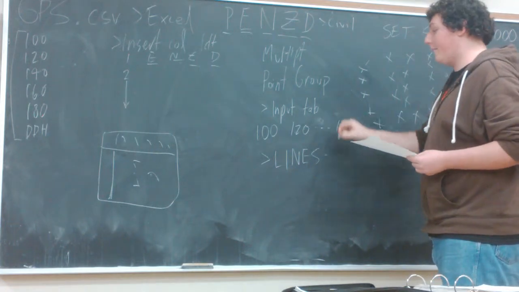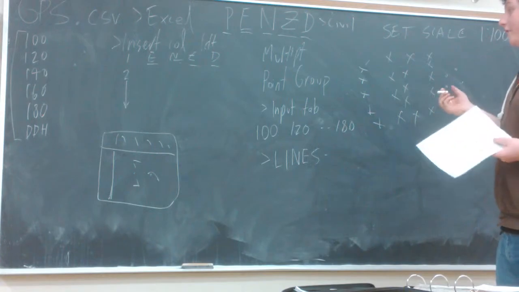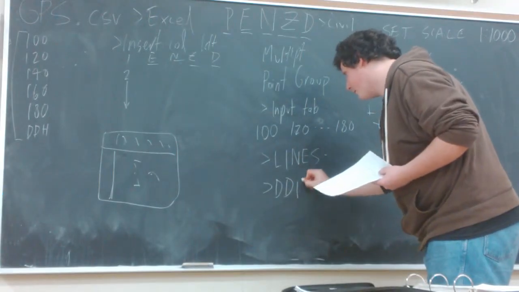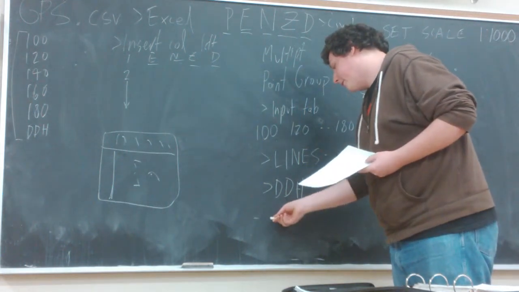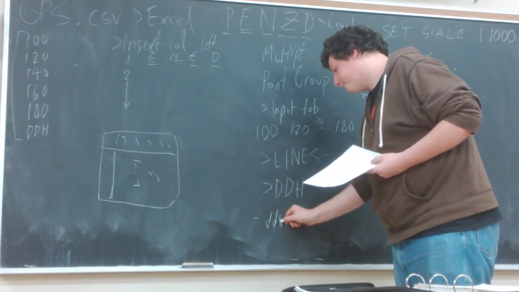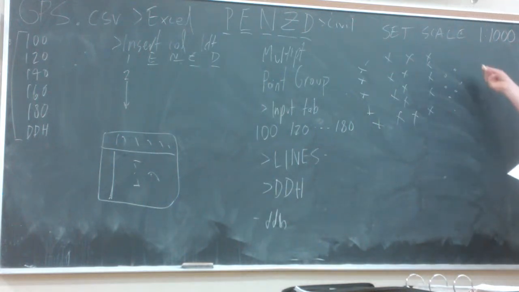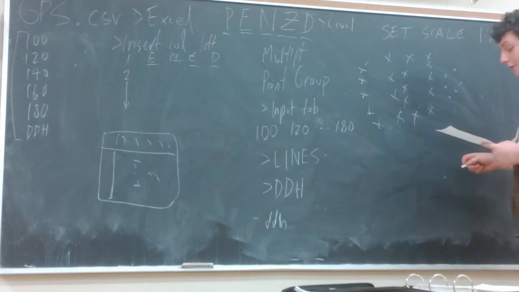You use the input tab and filter by 100, 120, on to 180. And then you can do another point group for DDH. And what you do in the input tab again is you just filter by DDH, and then the DDHs you can change the point style to like a circle instead of like X's or pluses or whatever.